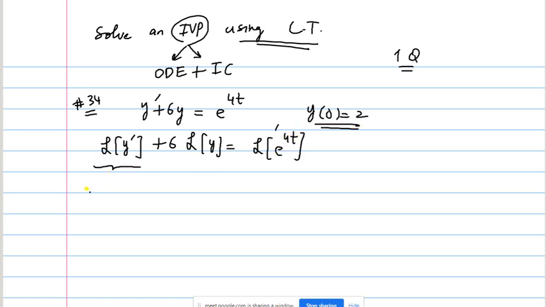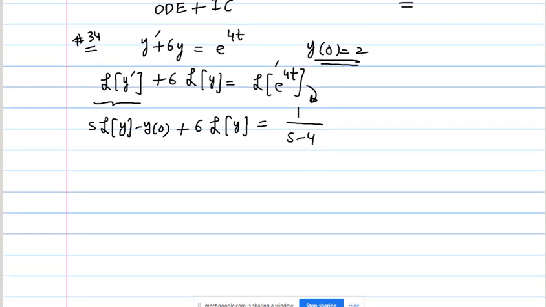Laplace transform of y prime is s times Laplace of y minus y(0), and this formula will again be given. Plus 6 Laplace of y, as it is, is equal to 1 over s minus 4. This is the Laplace transform of e to the 4t, again this formula will be given. These tables will be given to you, okay? So don't worry about this. Now y(0) is given as 2.